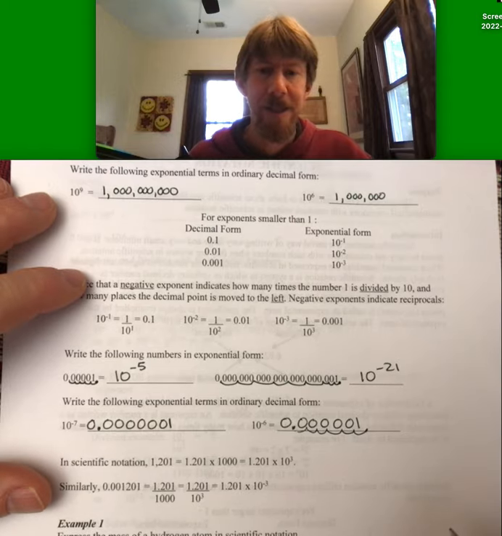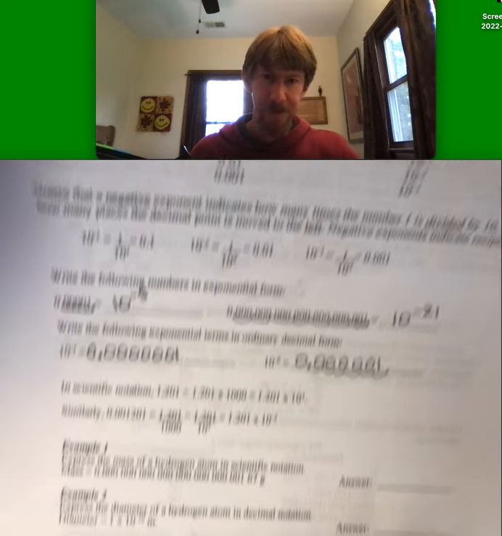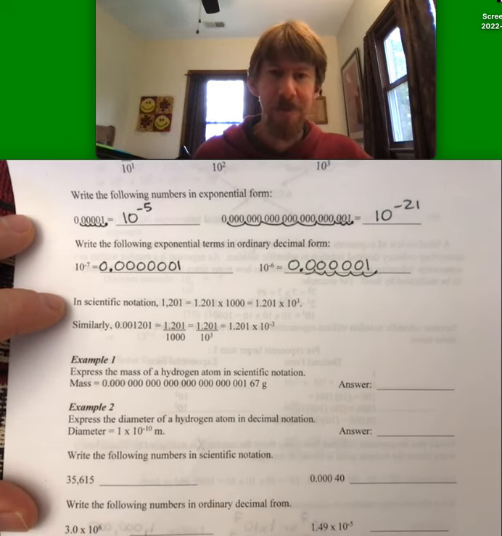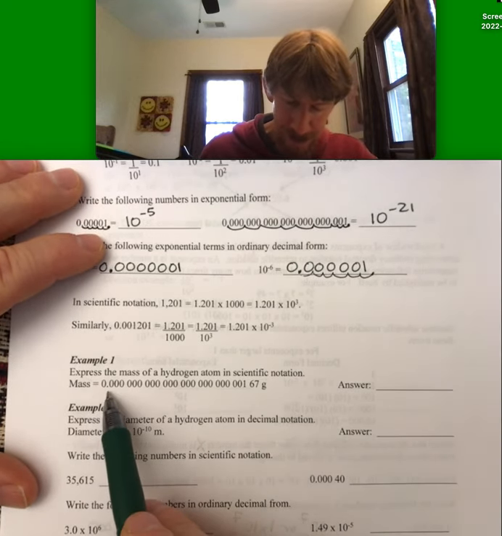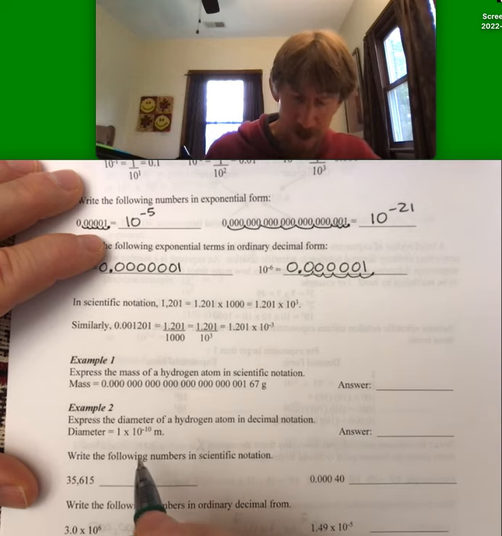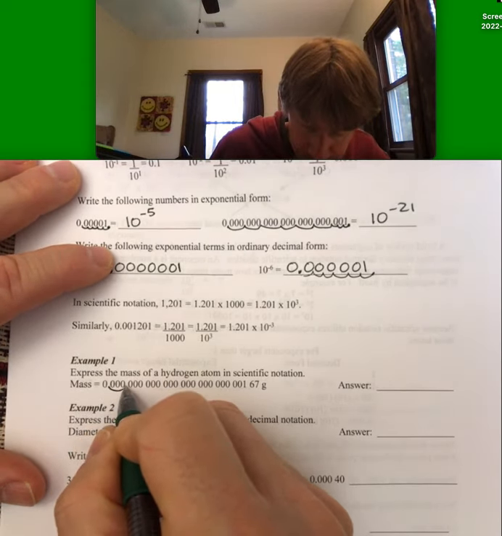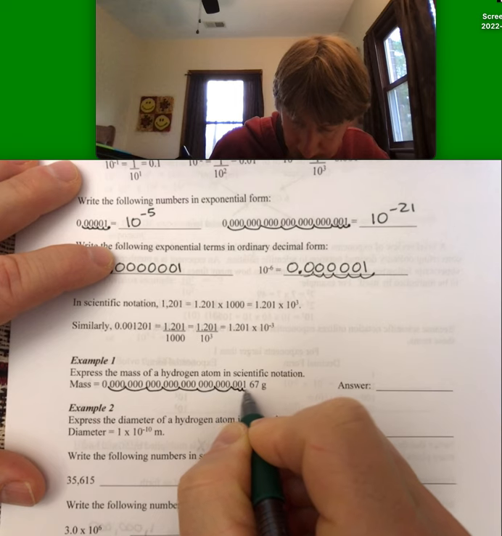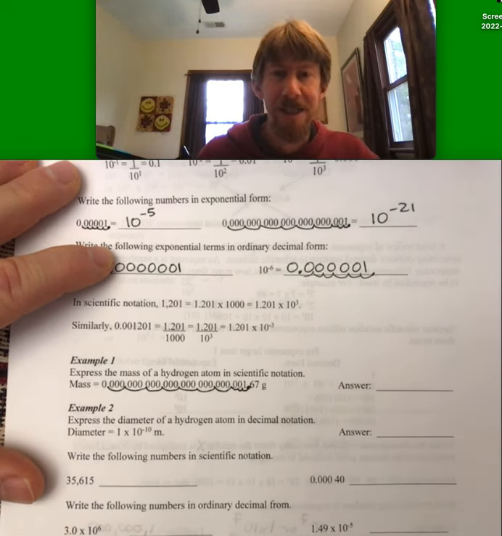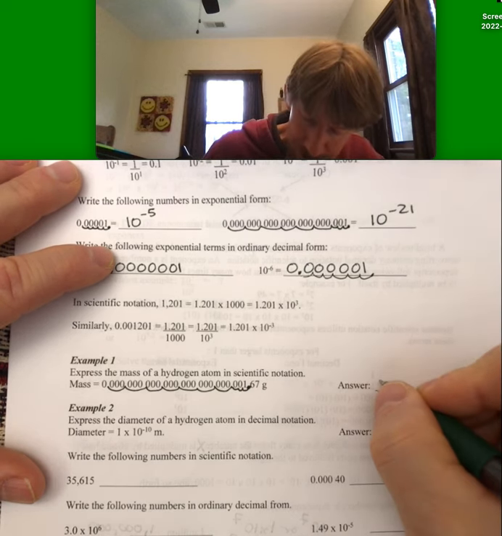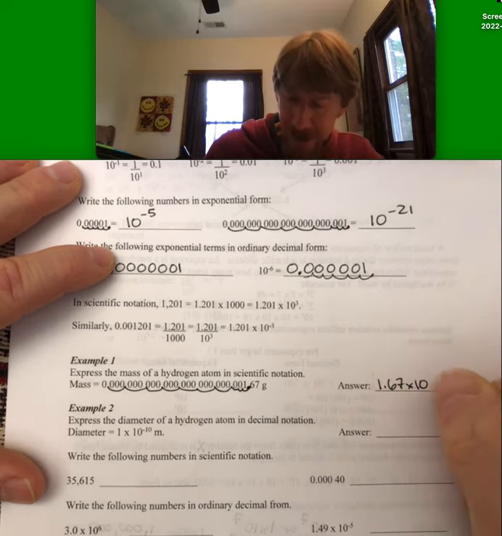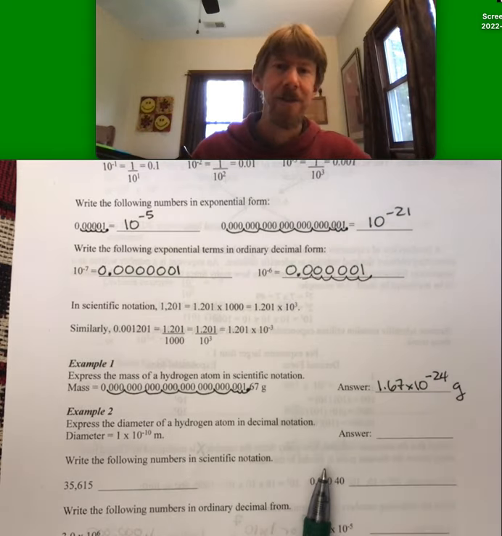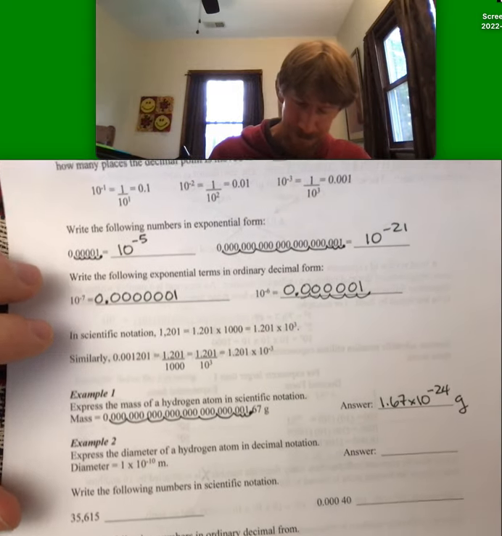And similarly, you can get negative exponents too. Some examples. So the mass of a hydrogen atom in scientific notation, we're telling you what it is, at least in this example. So we're going to move the decimal point 3, 6, 9, 12, 15, 18, 21, 22, 23, 24. 24 places to get a very small number. So this is going to be 1.67 times 10 to the minus 24. And I heart units. So they gave me units for this one. I'm going to put the units.